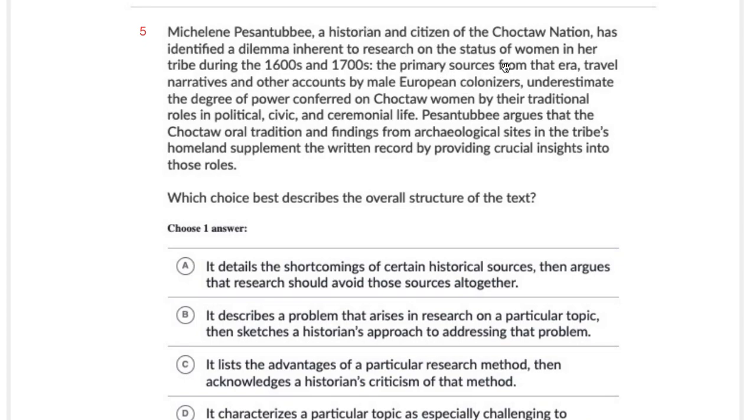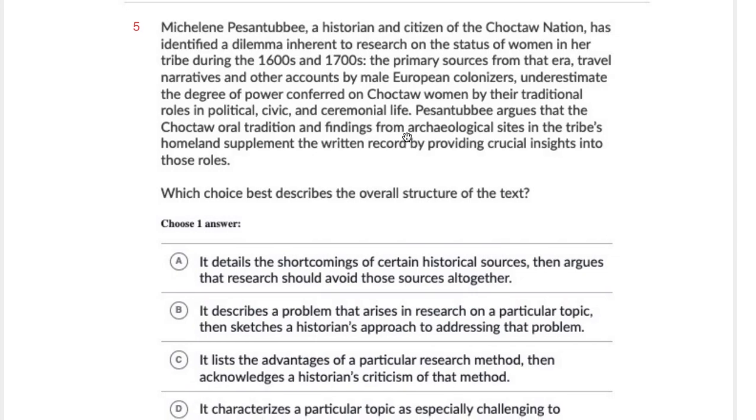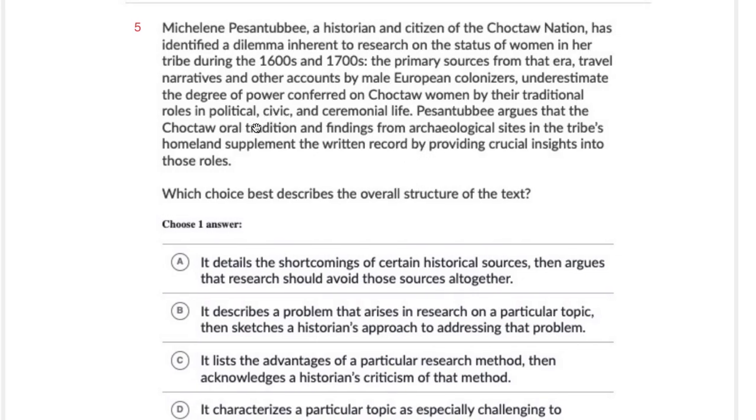A historian and citizen of the Choctaw Nation, a Native American tribe, has identified a dilemma that comes along with the mere fact of doing research on the status of women in her tribe during the 1600s and 1700s. Namely, the primary sources from that era, travel narratives and other accounts by male European colonizers, underestimate the degree of power conferred on Choctaw women by their traditional roles in political, civic, and ceremonial life. Okay, they underestimate how much power these women had in various aspects of tribal life.